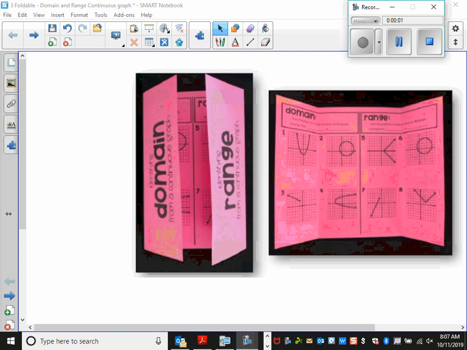On your foldable, you'll see two names, domain on one side, range on the other. So you can just take your foldable and fold them to the middle. Okay, that's all you'll need to do for this one.